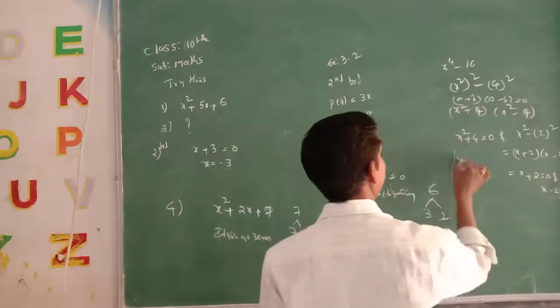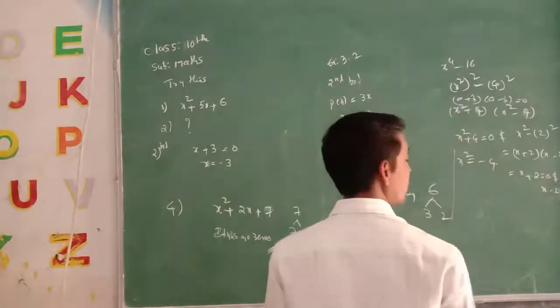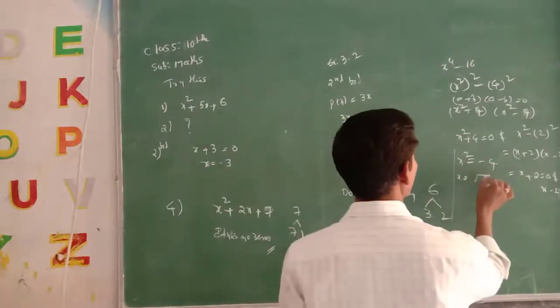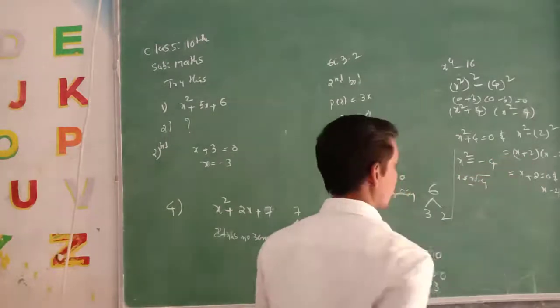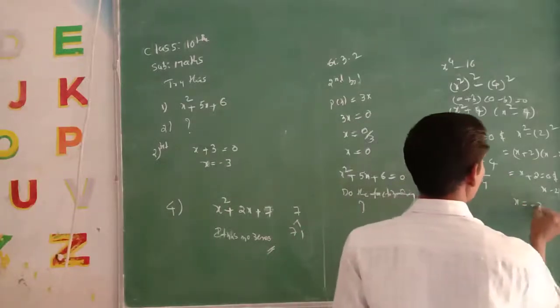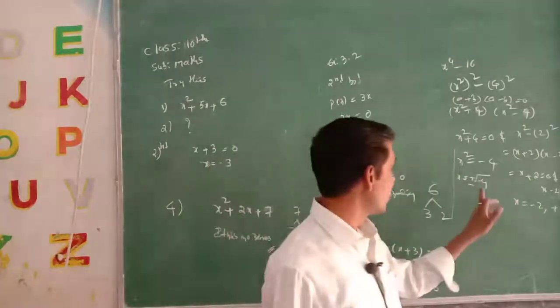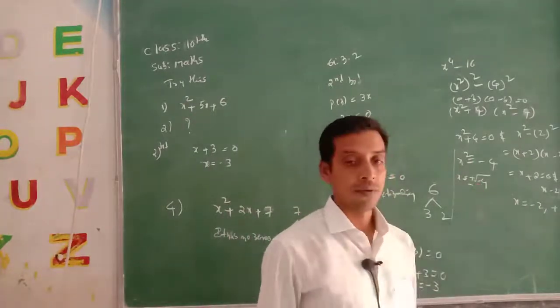So here x square is equal to minus 4. Okay? x square is equal to what? Minus 4. x is equal to under root of plus or minus 4. So what is the answer? x is equal to minus 2 comma plus 2. Okay? So how many roots will we get here? Here 2, 3, 4. Okay?